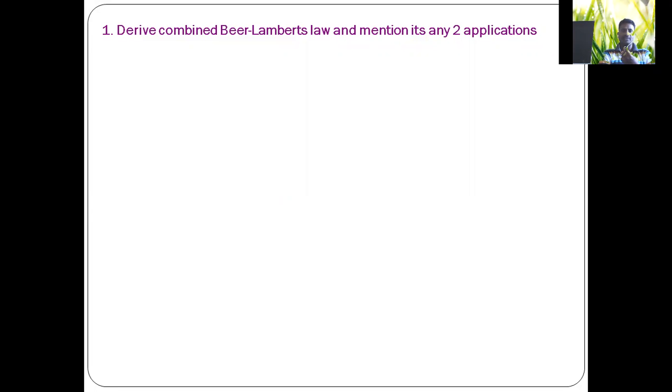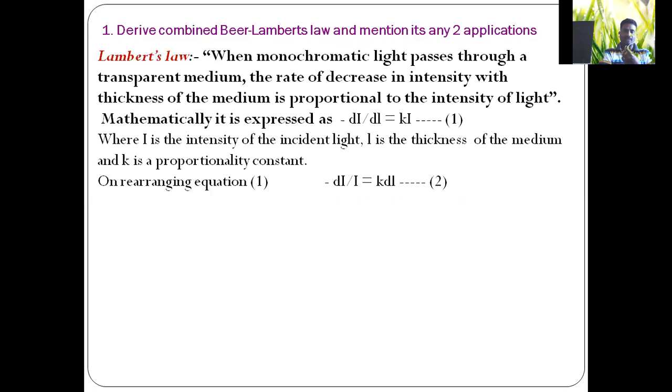Let us take number one, derive combined Beer-Lambert's law, which is the basis for colorimetry, and mention its any two applications. So under this derivation, first let us take Lambert's law. Lambert's law, the name implies, is related to length of the medium or thickness of the medium or length of the test tube.